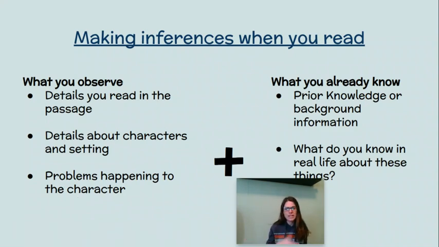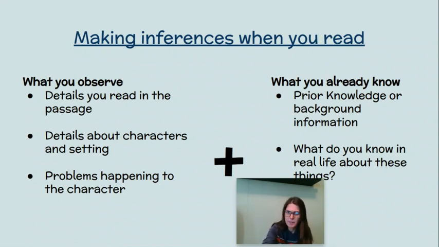And then you're going to add that to what you already know. What you already know is your prior knowledge or your background information, things you might already know about what's going on in that story. If it's talking about real life events, you might know that. If it's talking about a fifth grader, I hope you do know what it's like to be a fifth grader. So you could add that prior knowledge, that background information to what you read. And then another thing is, what do you know in real life already about these things? So you're going to take what you observe or what you read plus what you already know, and you're going to make a decision or an inference. We can also call this drawing conclusions.